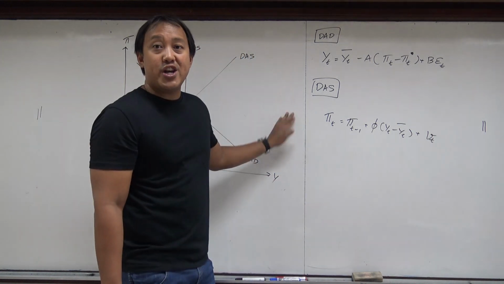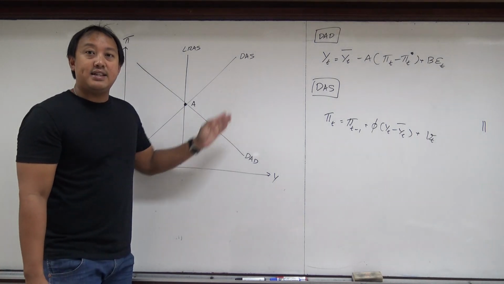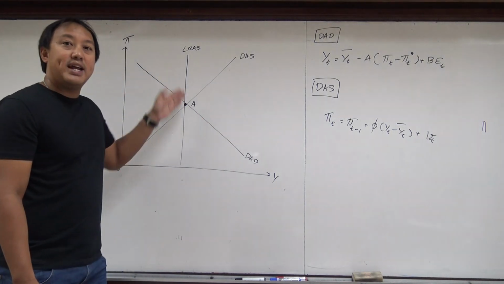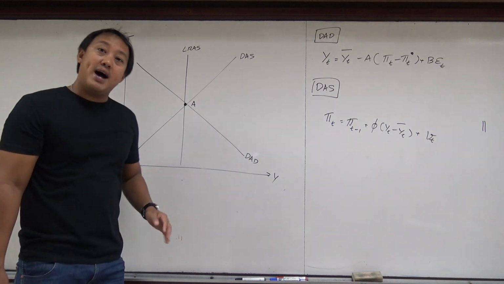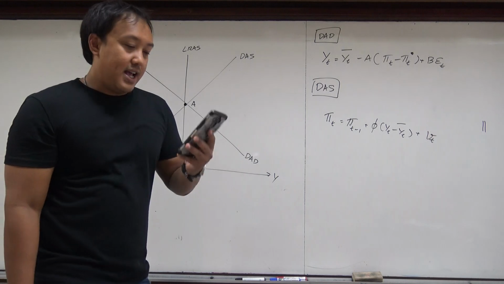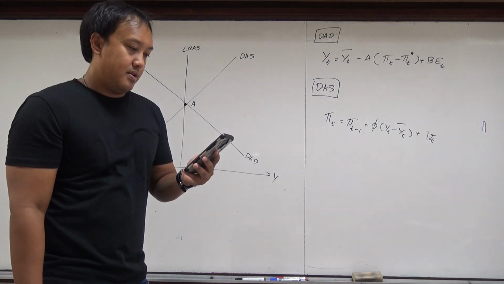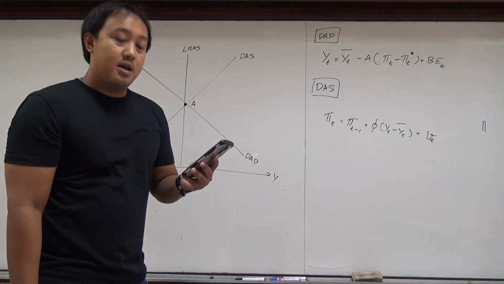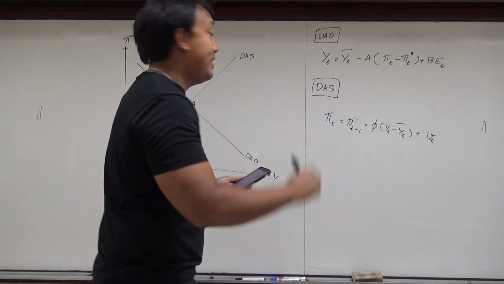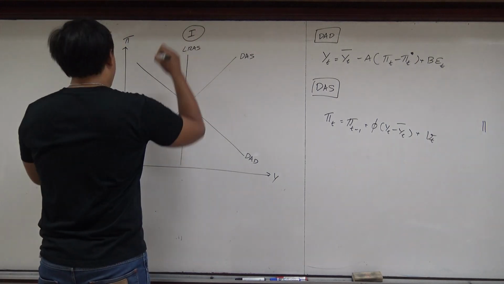So we have 2 equations like this, and we have 2 curves, DAS and DAD, and we have long run aggregate supply to show you the level of Y bar. So then, the first case that we're going to talk about here, case number 1. Let me write down over here.